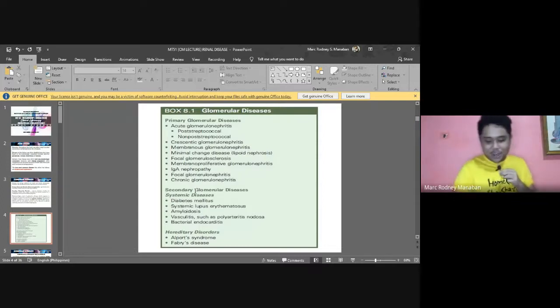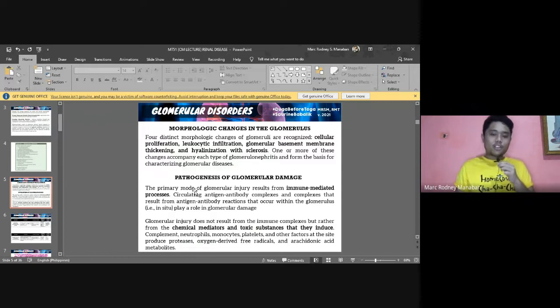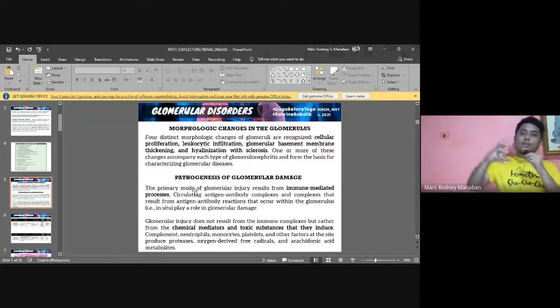Okay, all right. So now let's start with the different morphological changes in the glomerulus. For the glomerulus, there can be four distinct morphological changes. Number 1, there could be cellular proliferation. There can be many more cells in the endothelium of the glomerulus in response to the deposition of immune complexes, or in response to different metabolic disorders, or in response to toxic substances. Number 2, you have leukocytic infiltration in cases of inflammation. So it will attract WBCs there and cause inflammation. Glomerular basement membrane thickening.